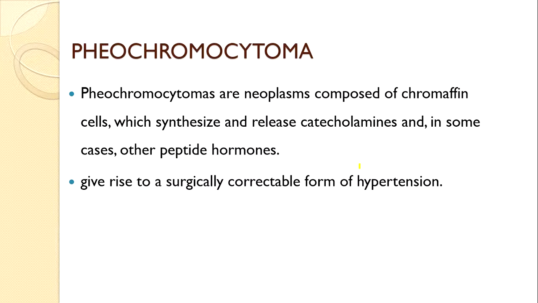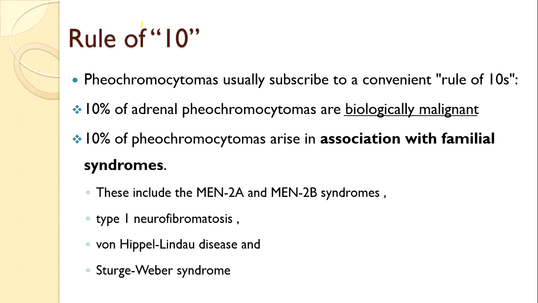Now, what is Pheochromocytoma? It is a neoplasm which is composed of the chromaffin cells present in the adrenal medulla, which synthesize and release catecholamines and in some cases some other peptide hormones, and it gives rise to a surgically correctable form of hypertension. Rule of 10 is important because it can be asked in OSPE or in Viva or can be asked in a written exam.